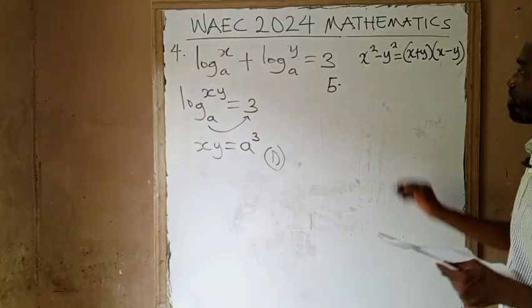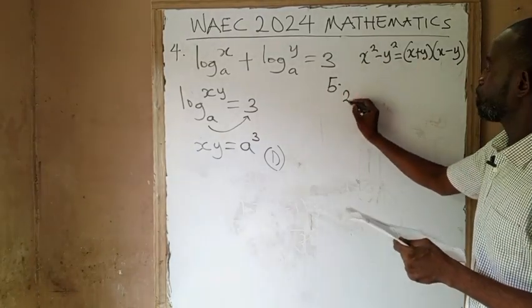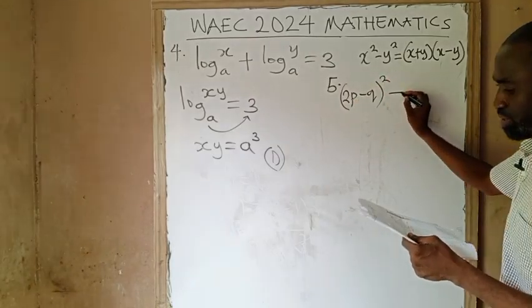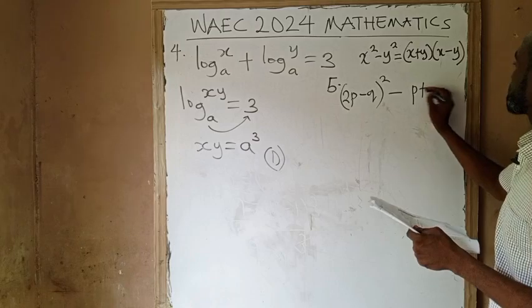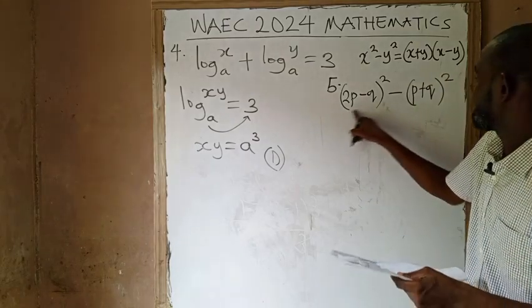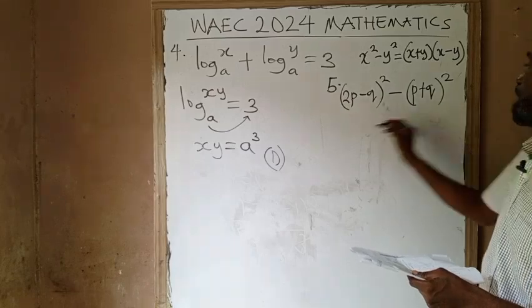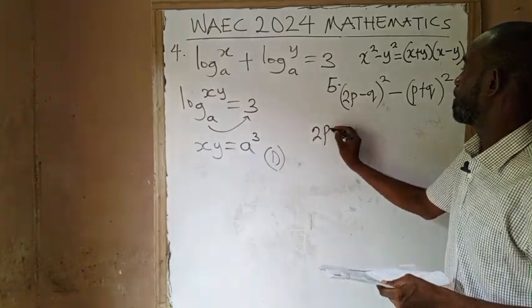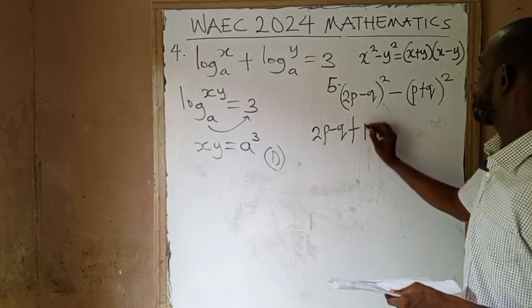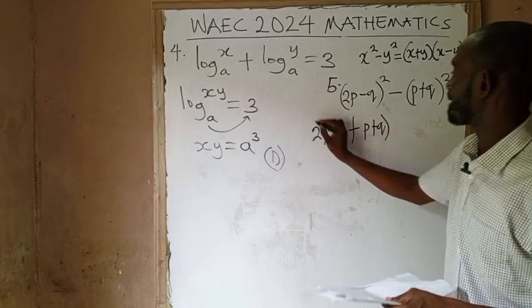So the question says we simplify (2p minus q) all squared, minus (p plus q) all squared. If I apply this concept, this is our x, this is our y. We will now be having 2p minus q, which is our x, plus our y, that will be p plus q, in one bracket.